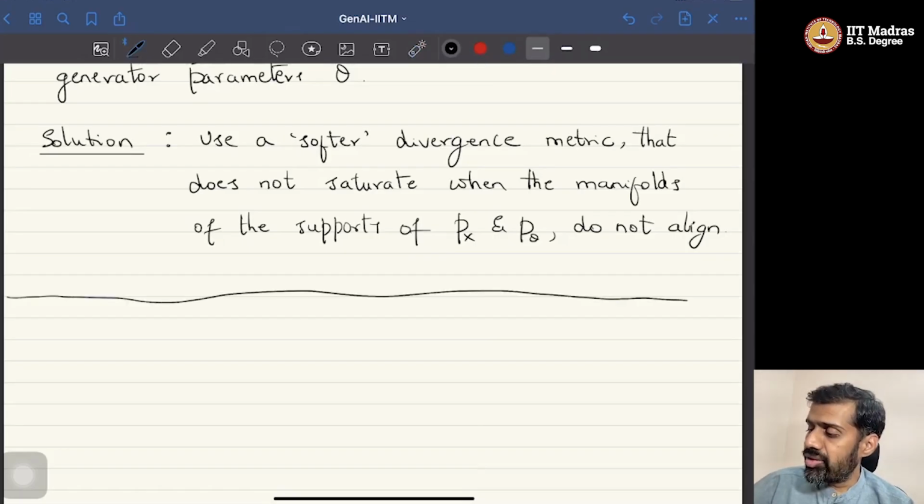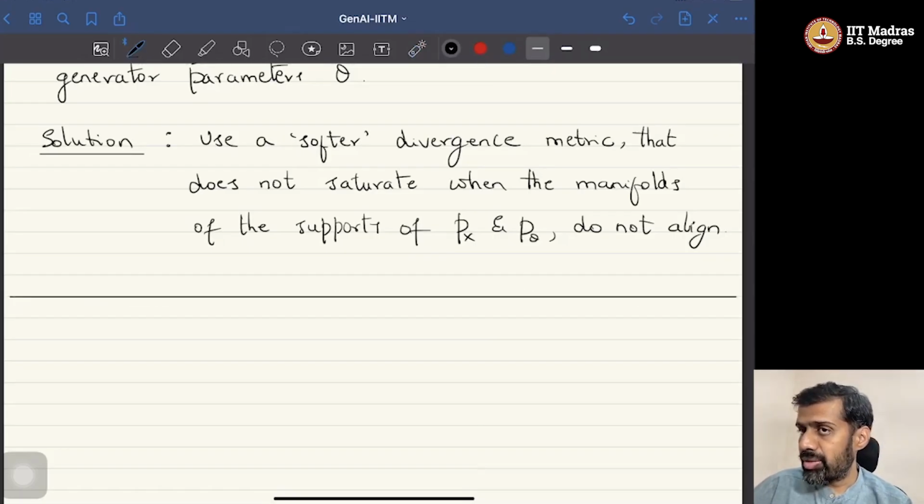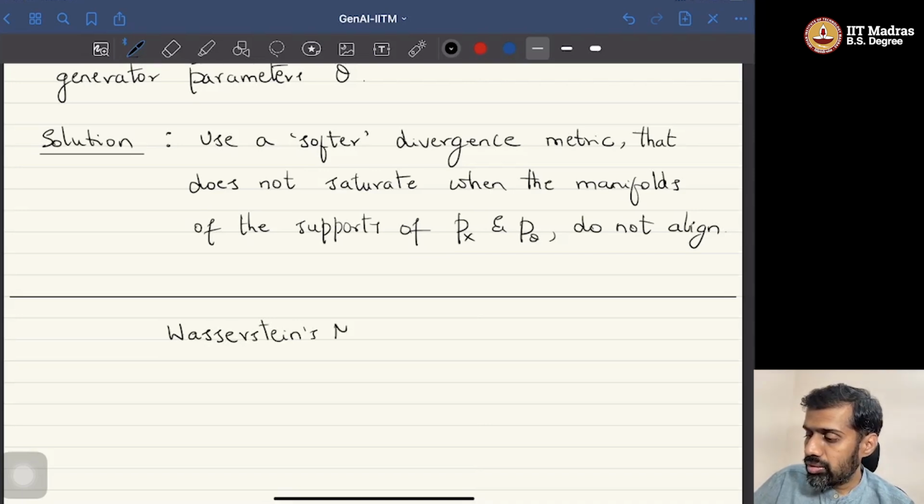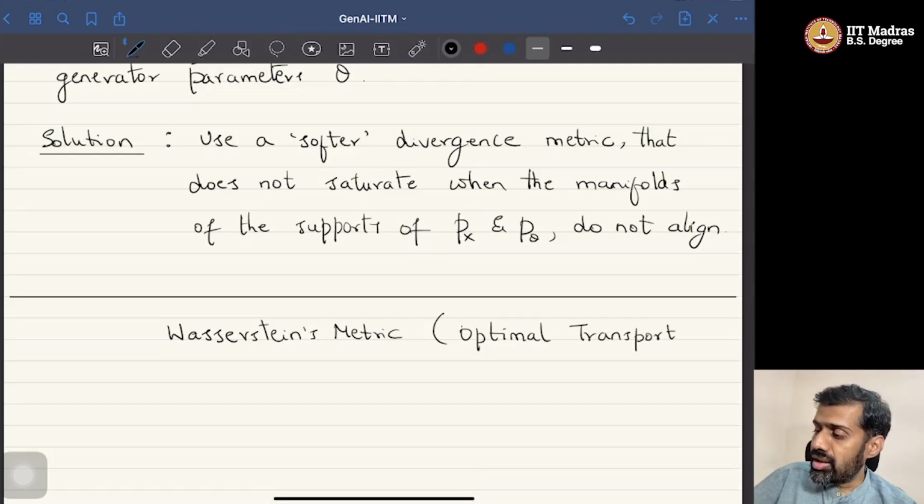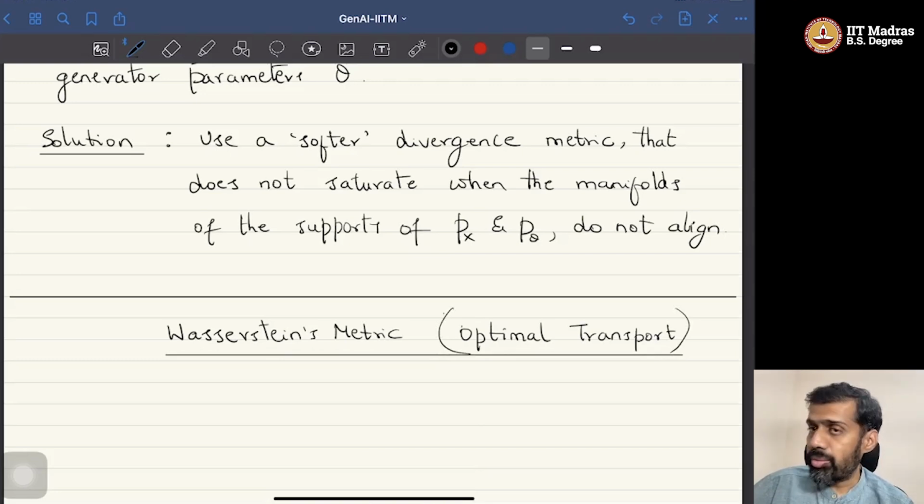One possibility of such a metric is what is called the Wasserstein's metric, that is derived out of an idea called optimal transport. Let me define that. The Wasserstein's metric comes out of an idea called optimal transport. So please note that now what we are doing is that we are moving away from the f-divergence and going into another family of metrics called the Wasserstein's metric or the optimal transport. We will look at the definition of the optimal transport.